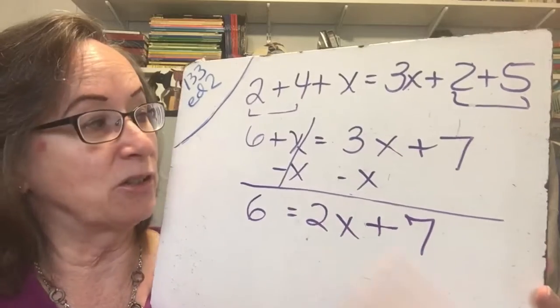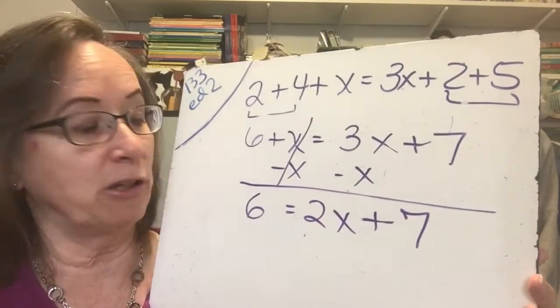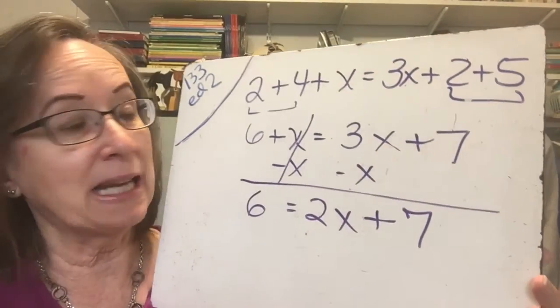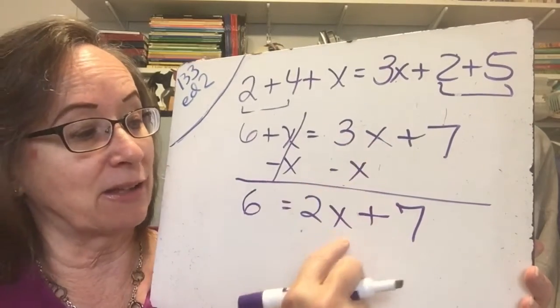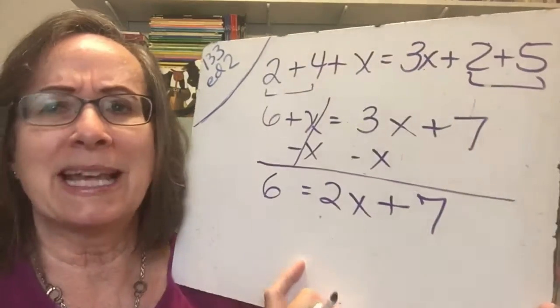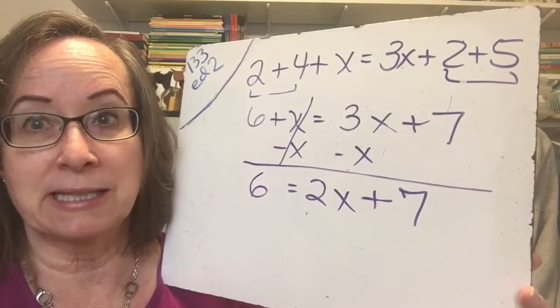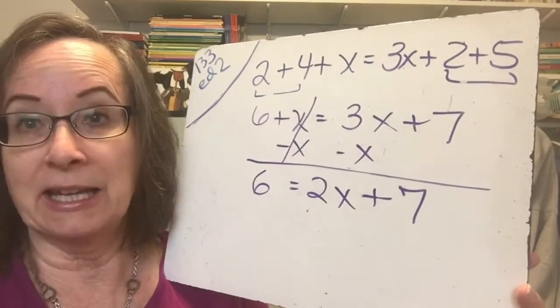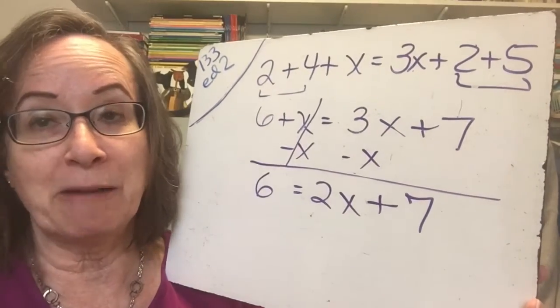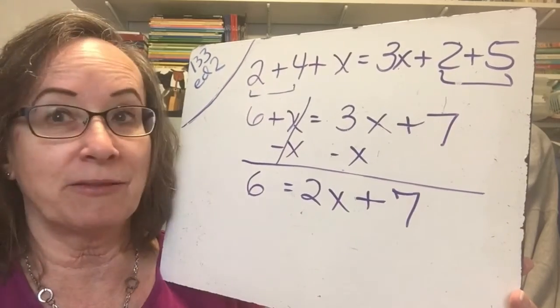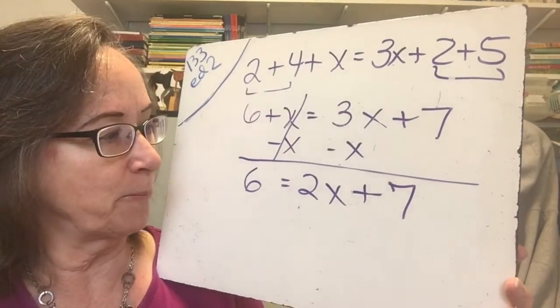Now the reason I did it to the right instead of to the left like I usually do is because I ended up with a positive x value. And most students have an easier time dealing with positive x values than negative x values. So anytime I can, I will usually go in the direction of getting a positive x value.